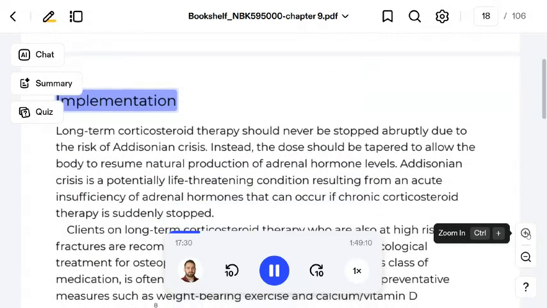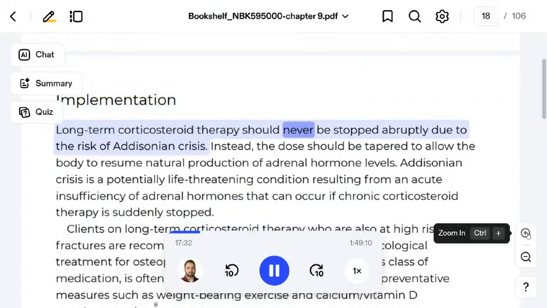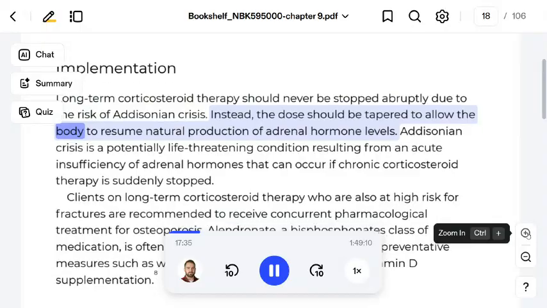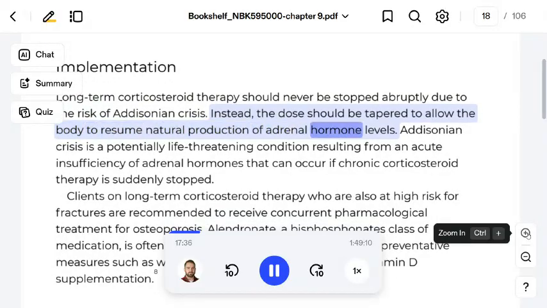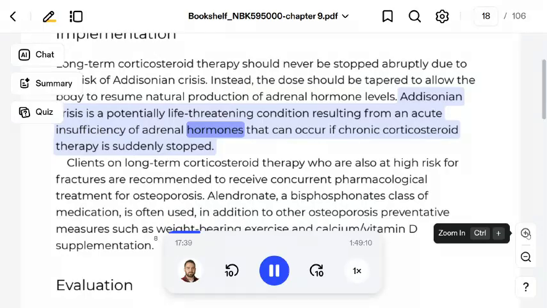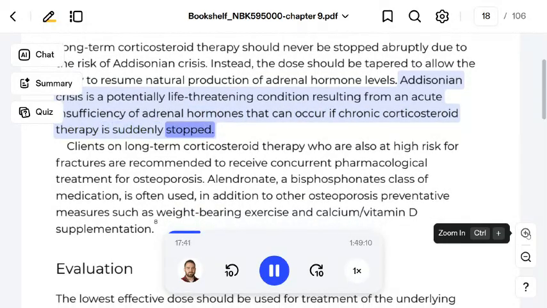Implementation. Long-term corticosteroid therapy should never be stopped abruptly due to the risk of Addisonian crisis. Instead, the dose should be tapered to allow the body to resume natural production of adrenal hormone levels. Addisonian crisis is a potentially life-threatening condition, resulting from an acute insufficiency of adrenal hormones that can occur if chronic corticosteroid therapy is suddenly stopped.